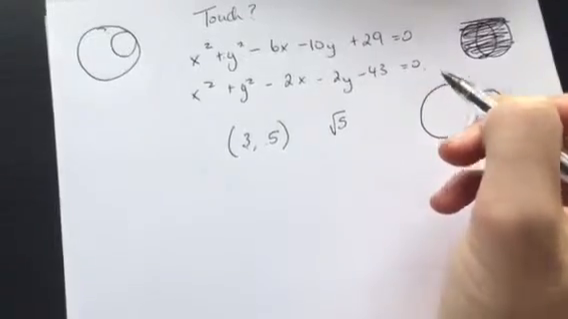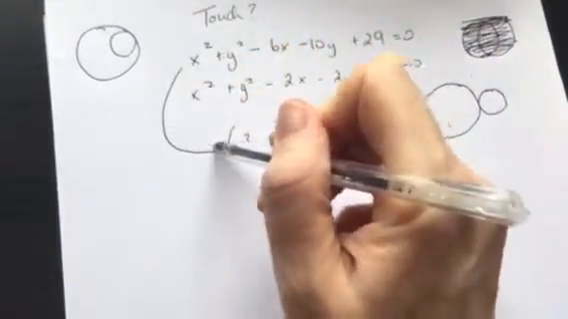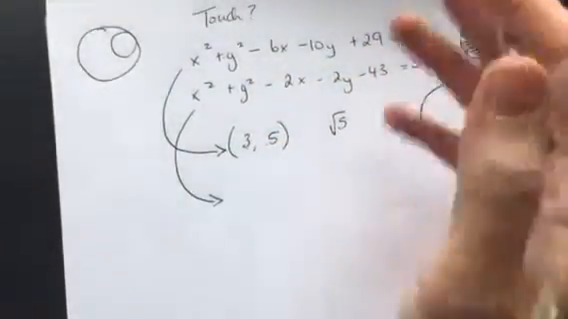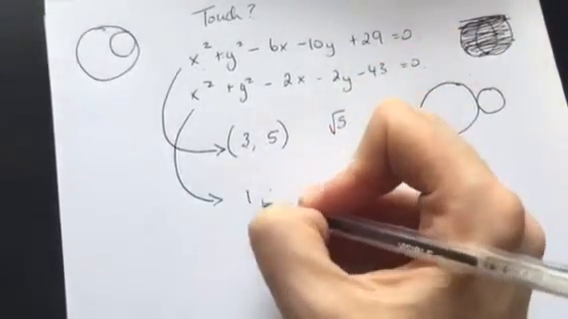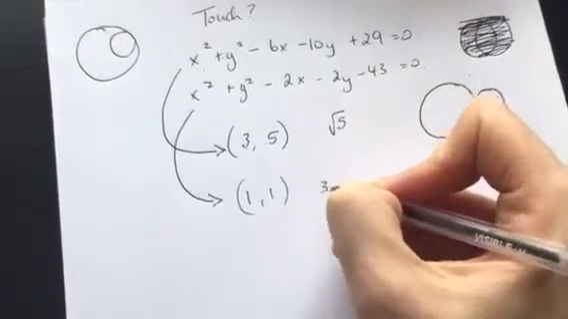And that's for this one. If you want to know the exact same for this one, again, you can pause the video and try and figure it out for yourself. But when you work it out, you'll end up with a centre of 1, 1 and a radius of 3 root 5.